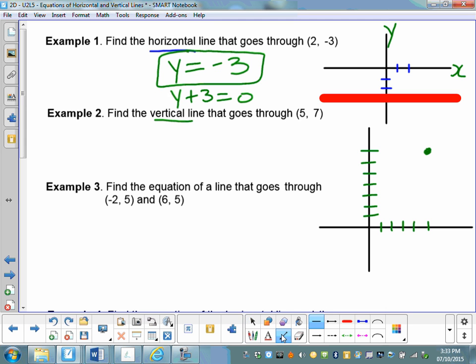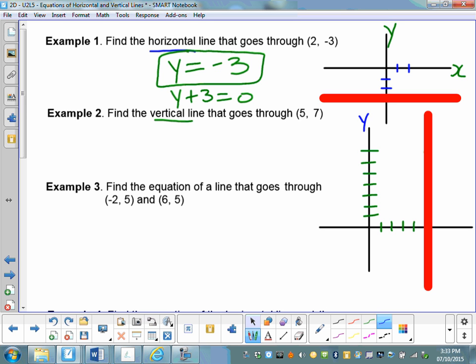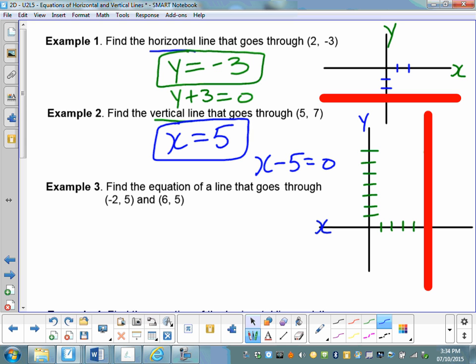So go back to my red line here. So I want a vertical line, straight up and down, and it's going through that point. So it is crossing the x-axis at 5. So x equals 5 is our answer there. In standard form, it would be x minus 5 equals 0.